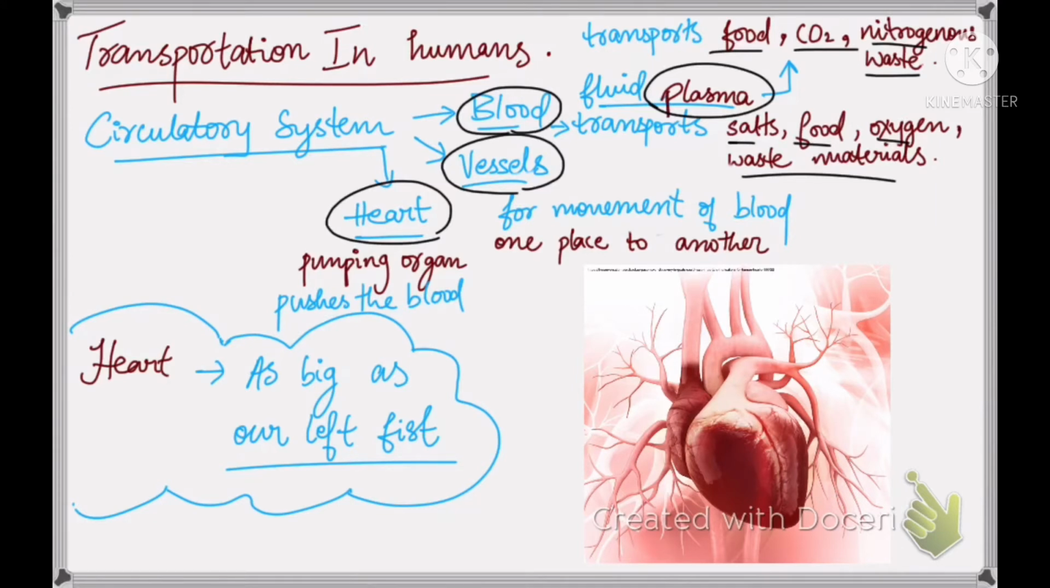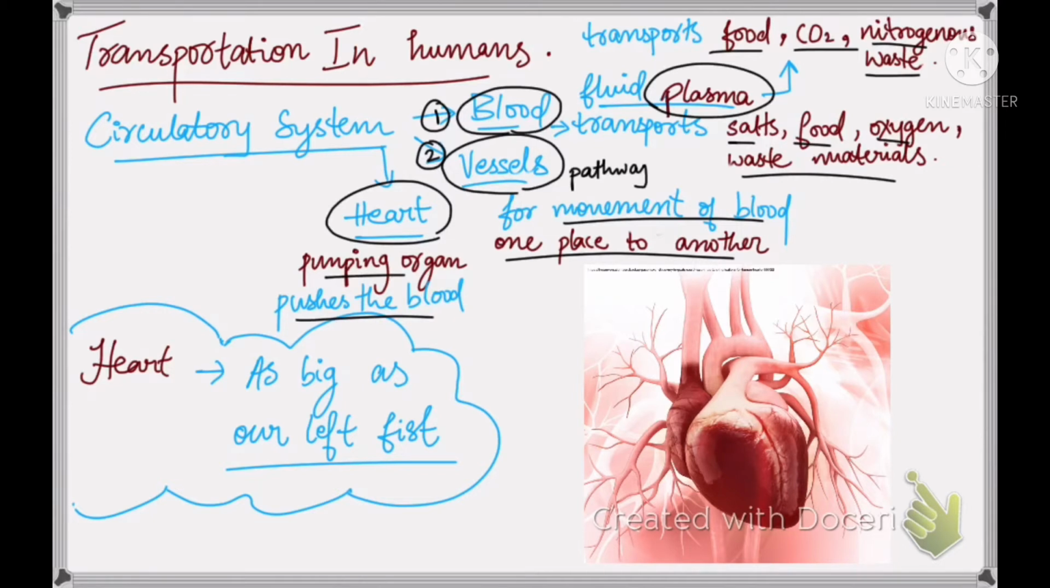The second component of our circulatory system is the vessels, the blood vessels. Vessels are the pathways by which blood travels. And thirdly, we have a pumping unit known as the heart, because blood doesn't travel on its own. It needs the pressure from the heart by which it moves to different parts of our body. So basically, the heart acts as a pump for our blood and pushes it with great pressure so that it reaches different parts of our body.